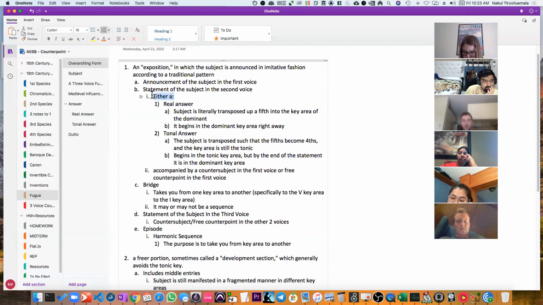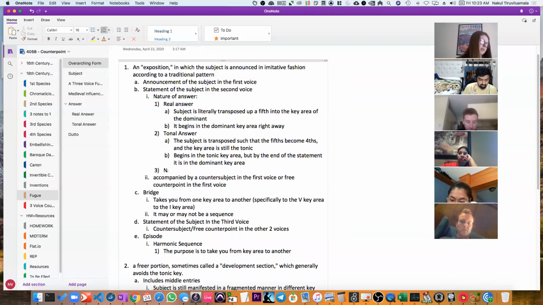Ooh, this is a little confusing to unwrap. Either, yeah, okay. It could be, I guess I'll write nature of answer. Nature of counter subject. Nature of accompanying counterpoint. So as I said, you could be accompanied by a counter subject or a free counterpoint. Okay.